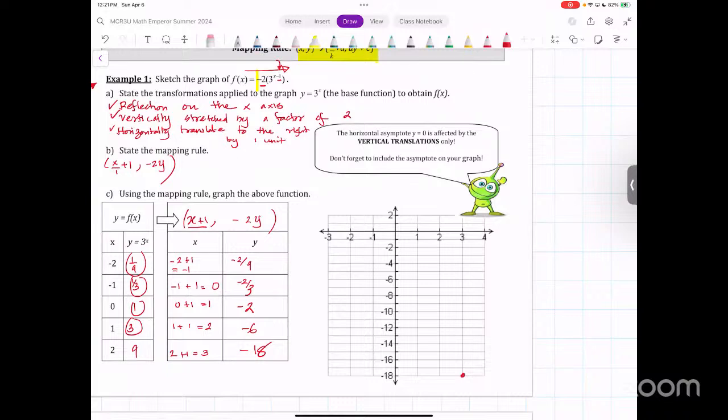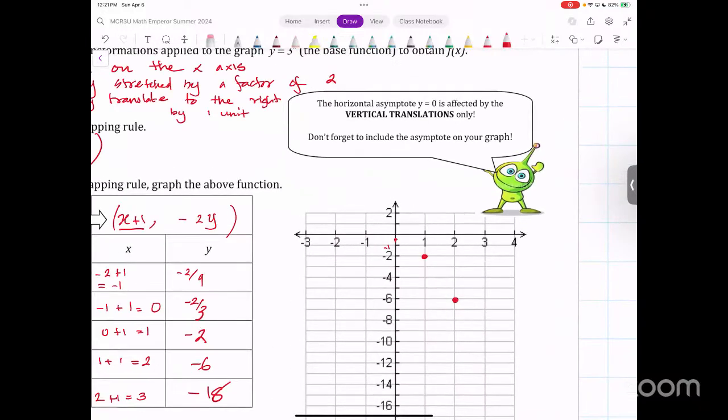So pretty cool here. 2 gave you negative 6. 1 gave you negative 2. 0 gave me negative 2/3. So negative 2/3 means between negative 1 and 0, somewhere here, passing the middle line. So let's show you how to estimate that.